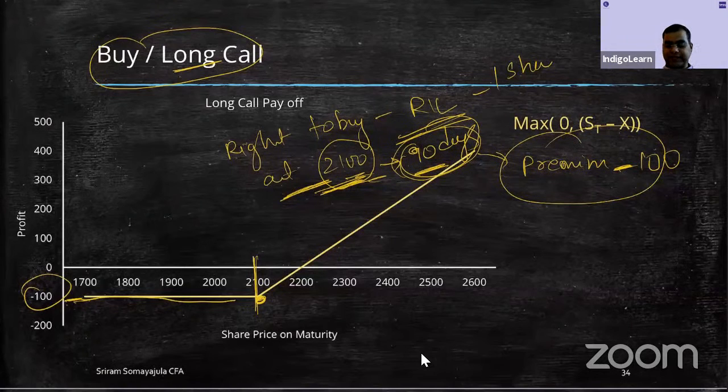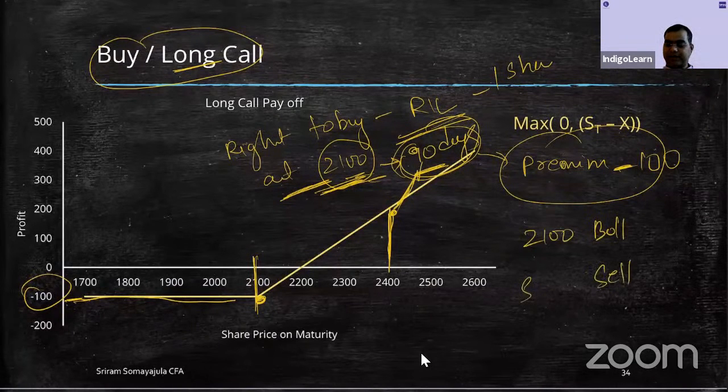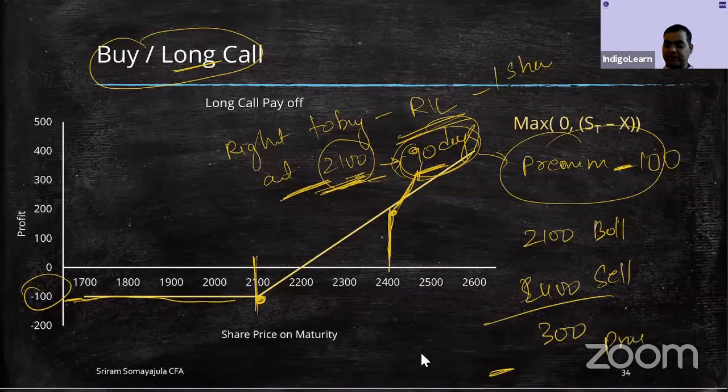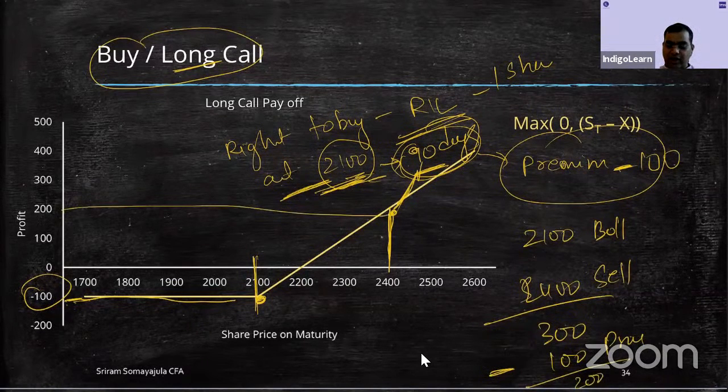But the moment, let us say, it comes to 2,400. Okay, let's say the stock price on the 90th day is 2,400. On that day, I can buy from you at 2,100 and sell in the market at 2,400. How much profit have I made? I made 300 profit minus premium. I have already paid you 100 rupees premium. So my net profit is 200.